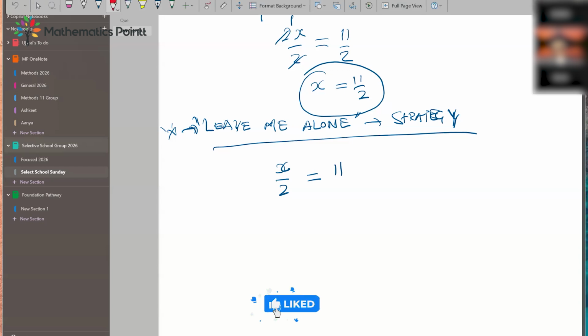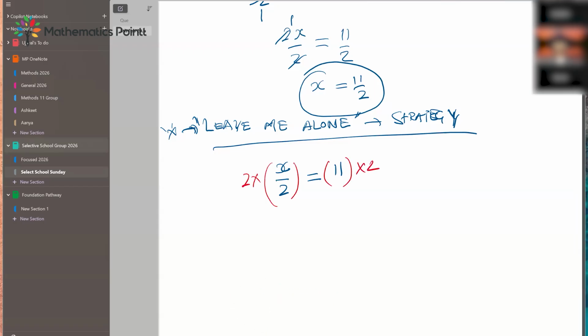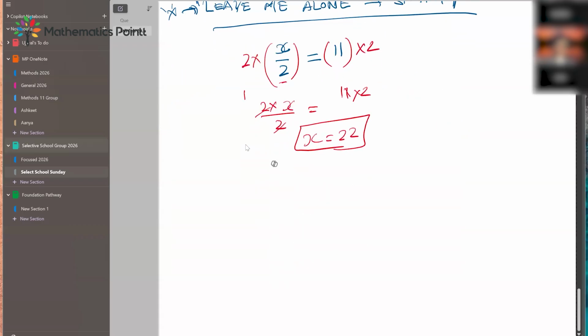What have we done? Change the color of the pen. I multiplied it by 2 on both sides. Why? Because x is getting divided by 2, and in order to get rid of this division by 2, I just do the reverse operation. Open the brackets up. You have 2 times x over 2, 11 times 2. 2 is gone, 2 times 1. So x equals 22. All right.